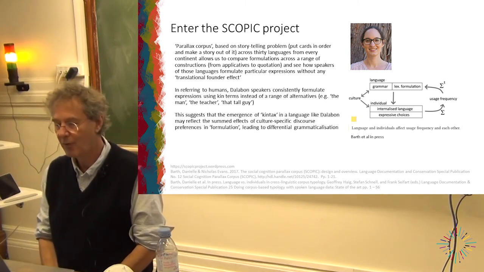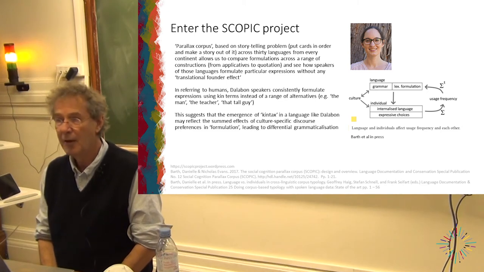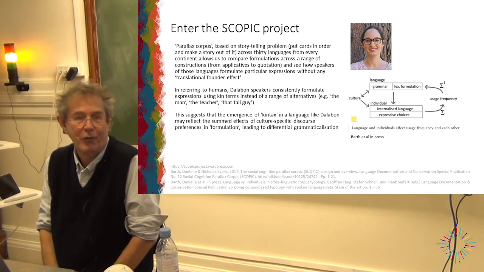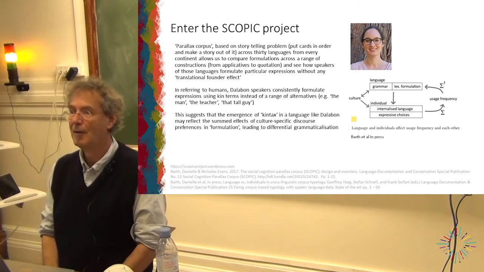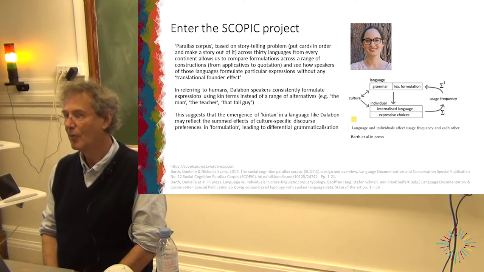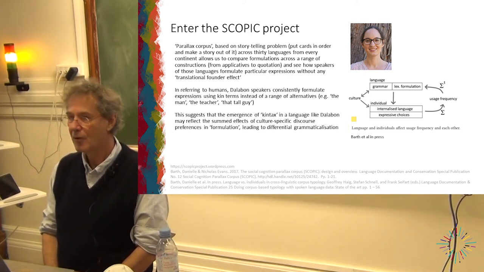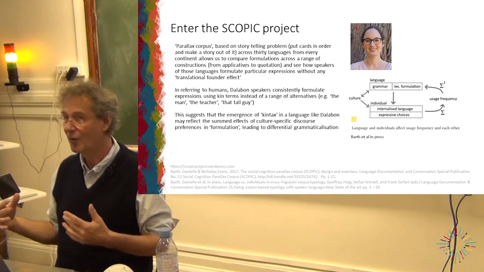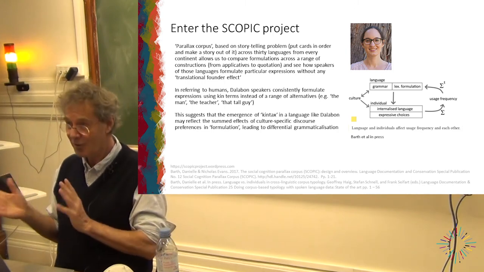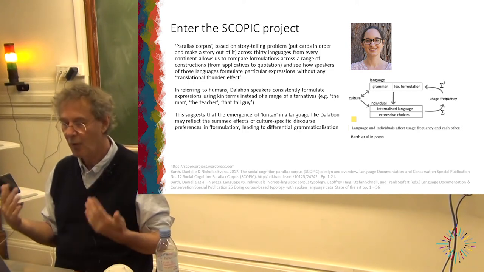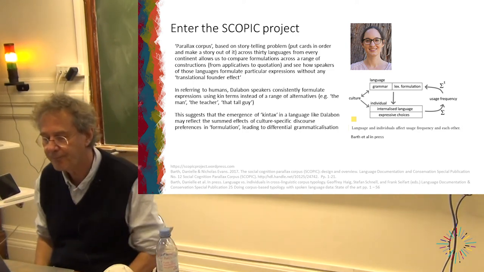With this parallax corpus, one of the things we've done and got figures for is how people formulate reference to individuals. If you have a picture of a person, or more than one person, there are lots of different ways you could say it. You could say the tall guy, or the policeman, or the Maori, or that one there, or the dad, or his dad. The last two are kinship examples, an absolute one and a possessed one, but there are many other ways of referring to it.